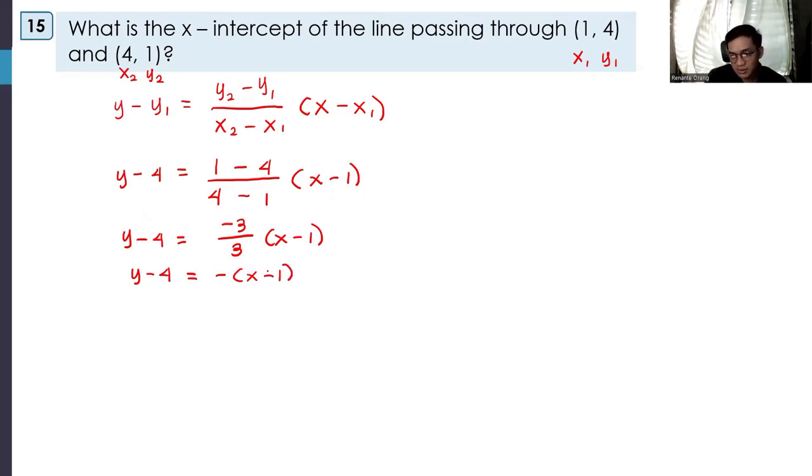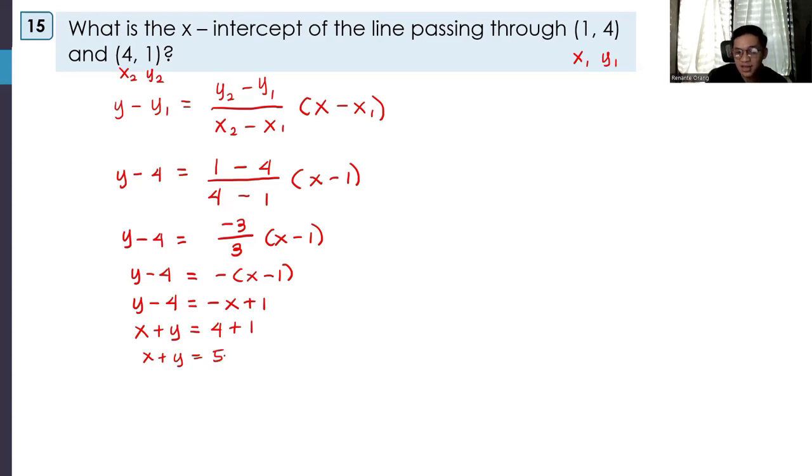So, substitute natin dito, class. Magiging negative x plus 1. Negative times positive is negative. Negative times negative is positive. Copy natin to. Then, transfer natin to the other side. Itong negative x, magiging positive x plus y is equivalent to negative 4. Transfer natin sa kabila, magiging positive 4 plus 1. So, yung line natin is x plus y is equivalent to 5.